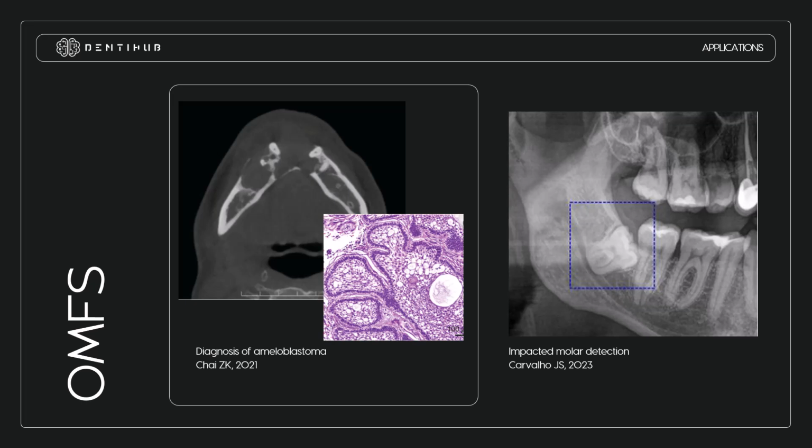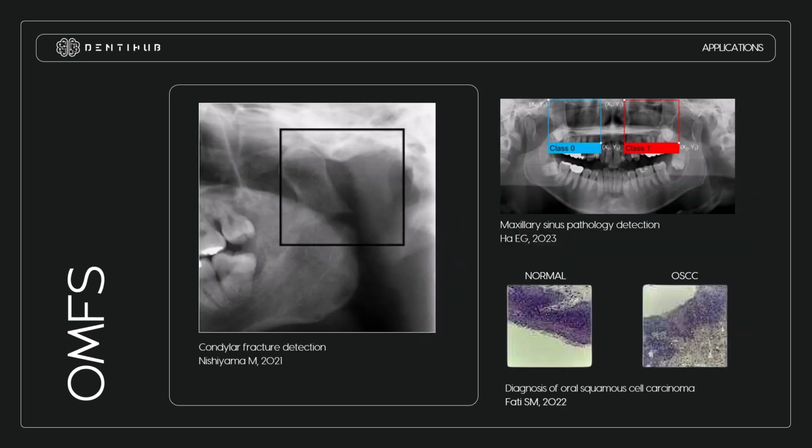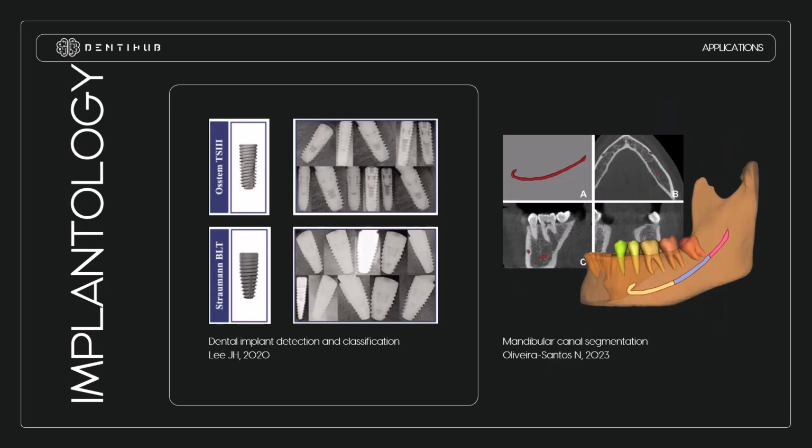And in oral and maxillofacial surgery, AI can aid in detecting conditions like ameloblastomas and odontogenic keratocysts or impacted teeth. It can also help in identifying maxillofacial fractures, maxillary sinus pathologies, detecting oral cancers, and segmenting anatomy.